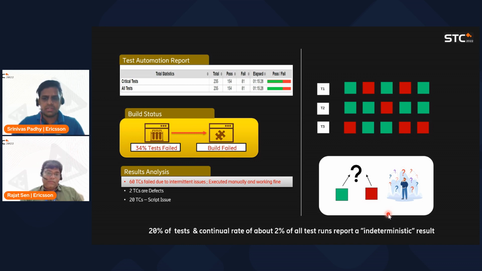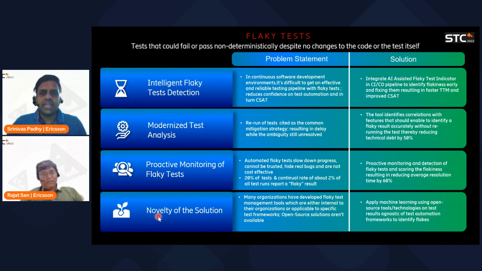As per a recent survey, it has been found that 20% of tests and a continual rate of about 2% of all test runs report an indeterministic result. Now, this is what flaky tests are. Tests that could fail or pass non-deterministically despite no changes to the code or the test itself. I did not make any changes to the test. I did not make any changes to the code. Still, the test case sometimes fails, sometimes passes. This is what flaky tests are.